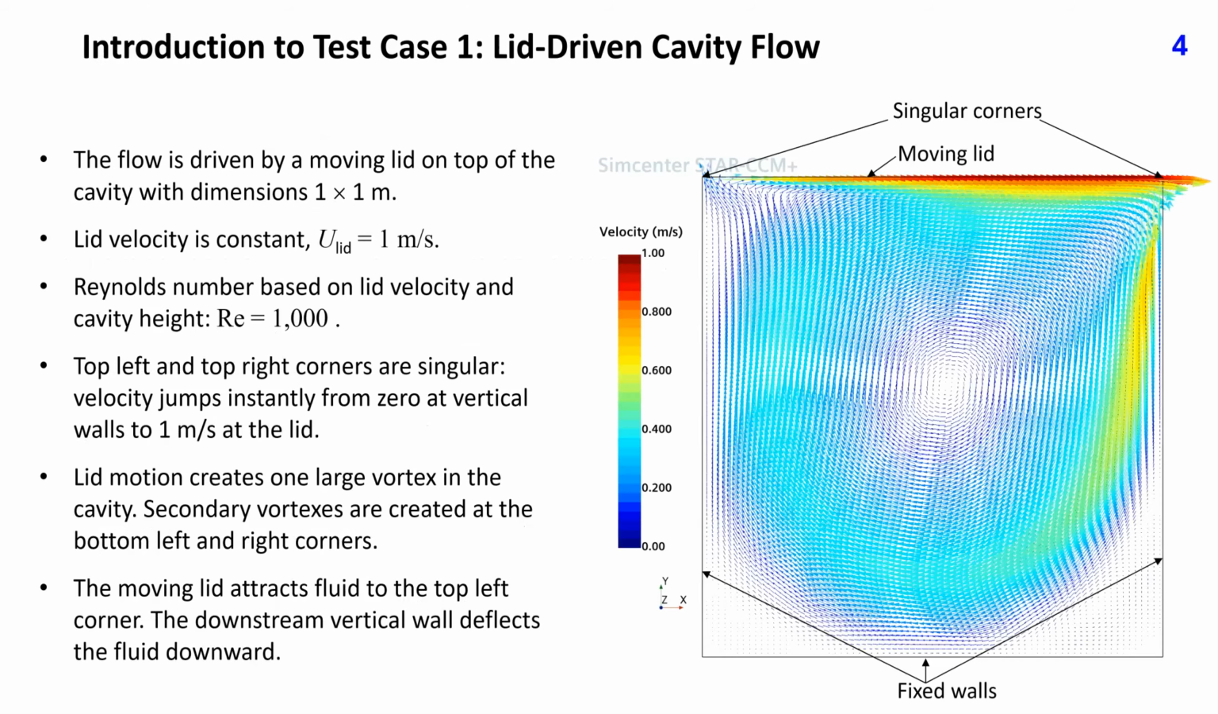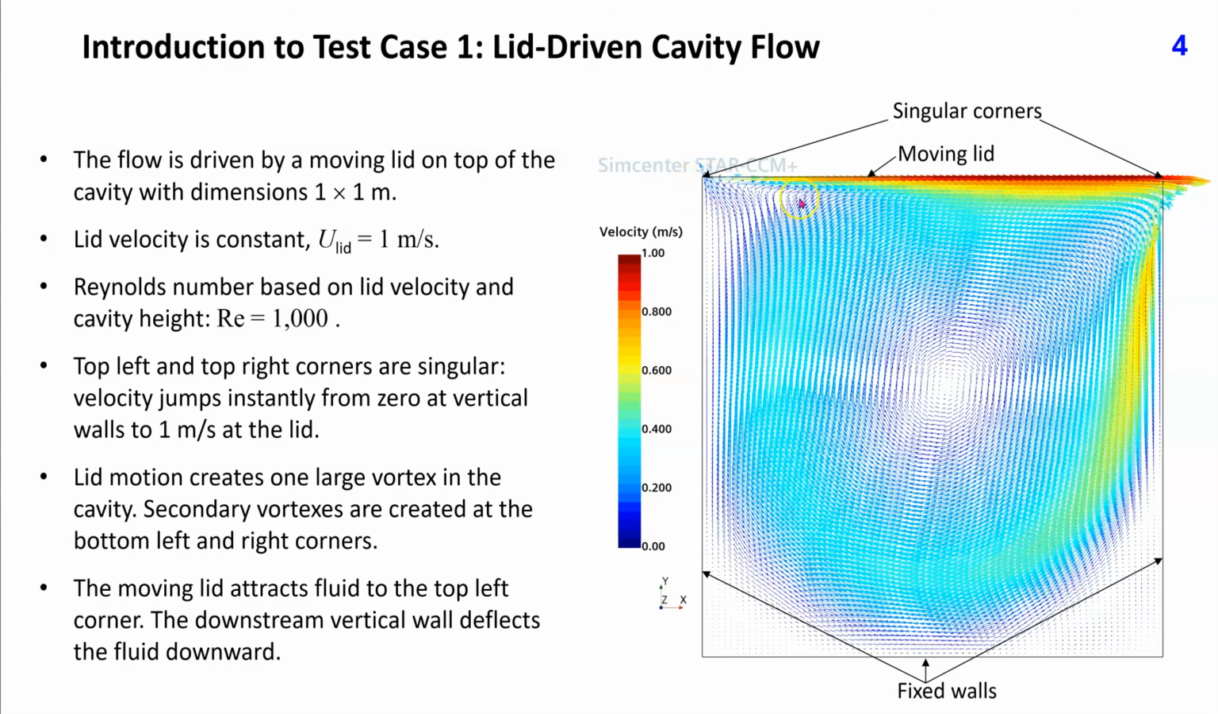The first test case is the lid-driven cavity flow. The flow is driven by a moving lid on top of the cavity with dimensions 1 by 1 meter. Lid velocity is constant, u lid equal 1 meter per second. Reynolds number based on lid velocity, fluid viscosity, and cavity height is equal to 1000.